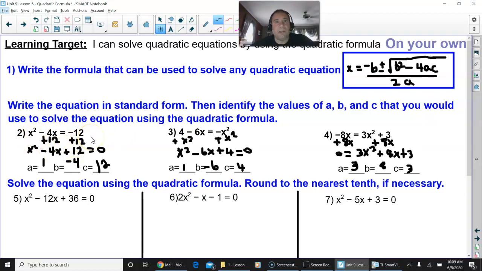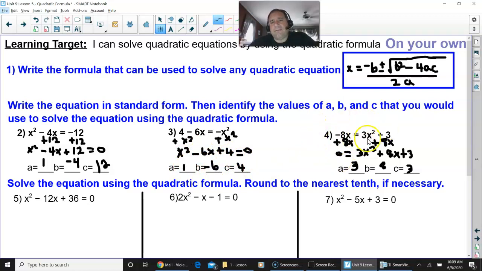Let's go over each one though. I added 12 to both sides to make this a standard form quadratic. You have x squared minus 4x plus 12 now because you moved that 12 over. A is 1, B is negative 4, and C is 12. For number 3, I added the x squared and I moved it over to the left side. You have x squared minus 6x plus 4. Now written in standard form, A is 1, B is negative 6, and C is 4.